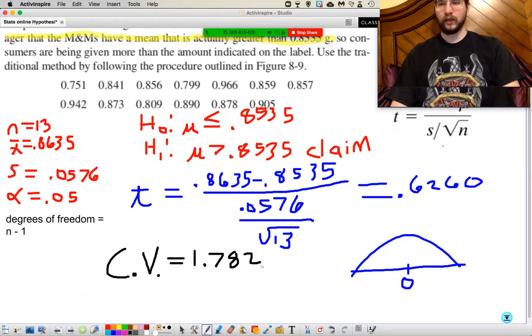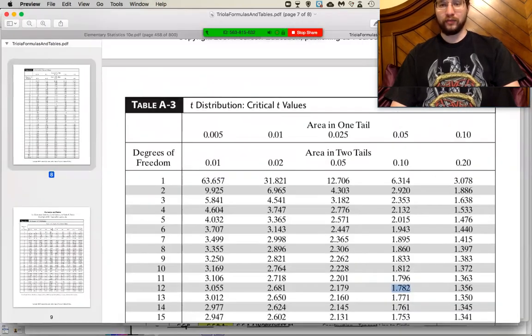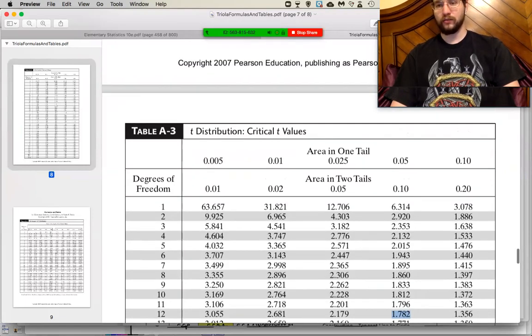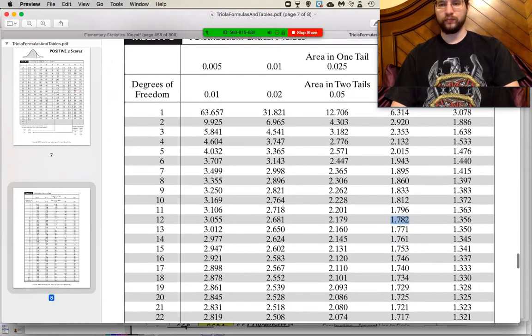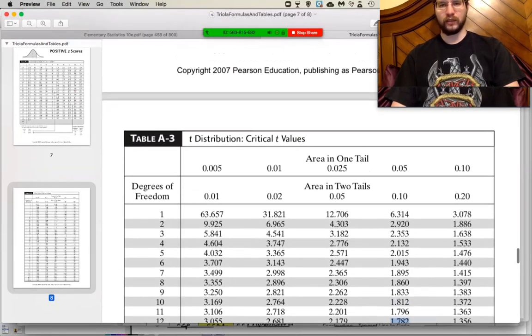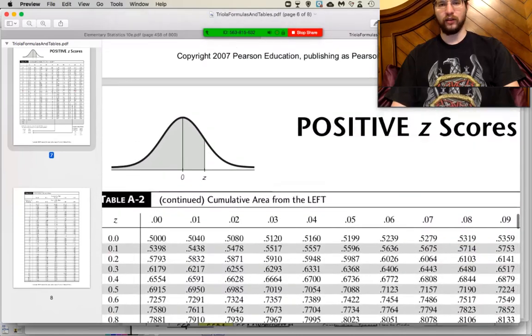Okay, so now let's sketch that. 1.782, I'll put that right here, to the right of the mean somewhere. And it's a right tail, so I'm shading in to the right. If we need a left tail, we take this value here and just make it negative. These are all basically right tails, whereas the Z chart is a left tail always.